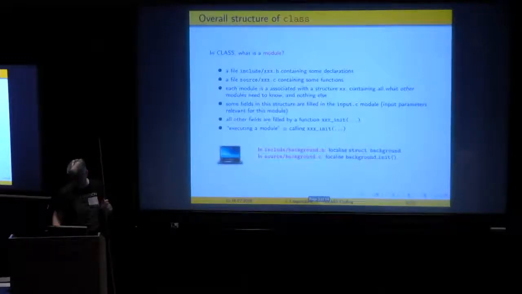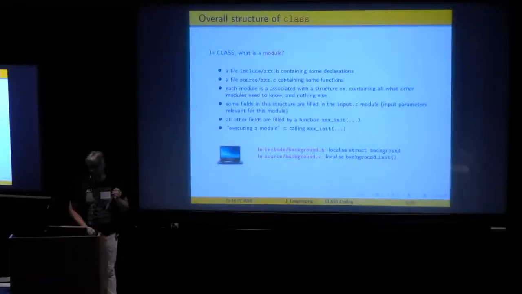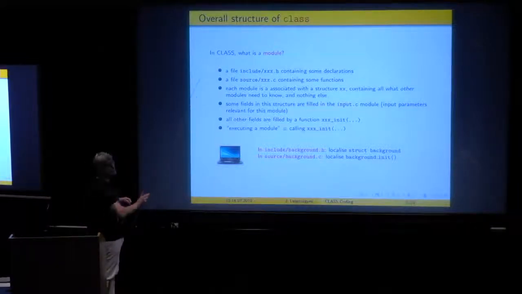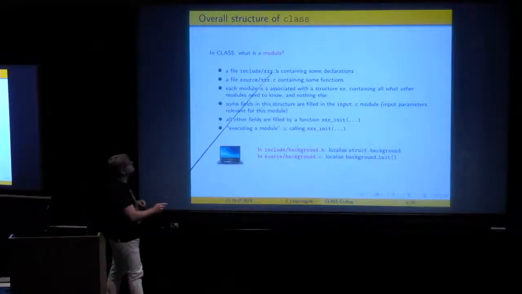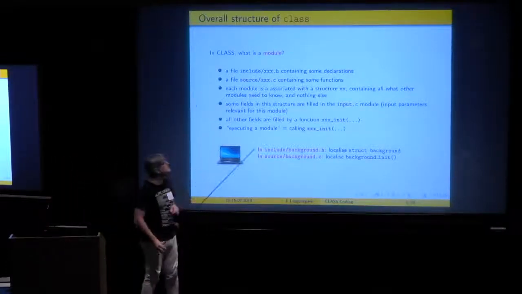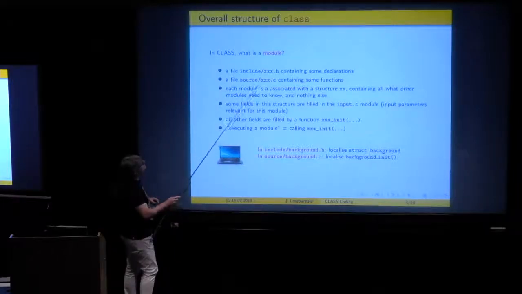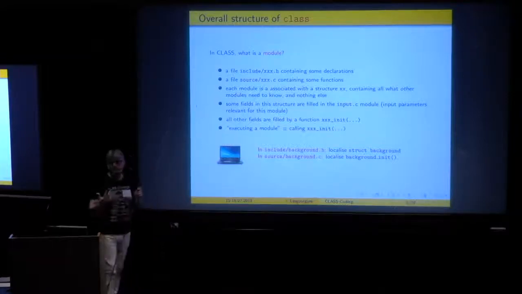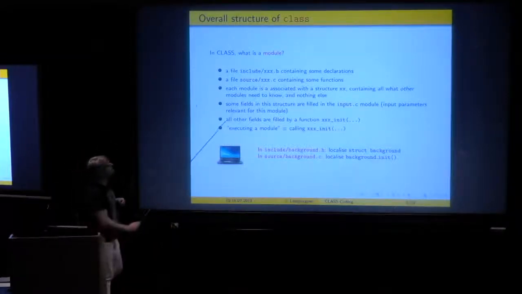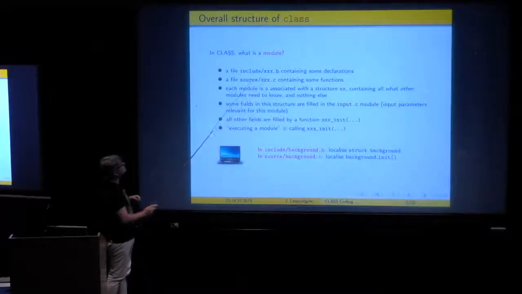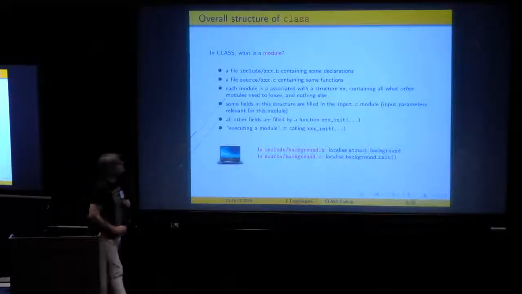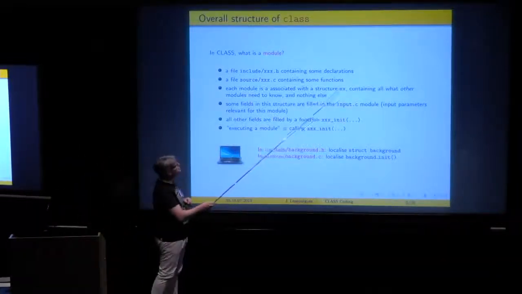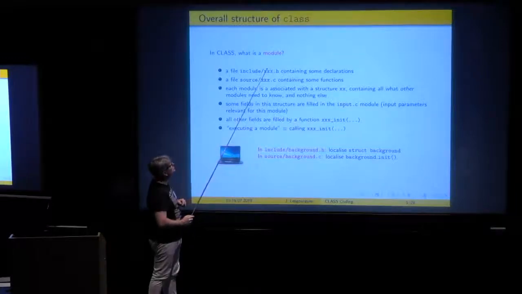Okay, so we start with the overall structure of class, and I should say first, what is a module in class? So a module is first an include file .h that contains declarations and code file source .c containing all the functions. So you will always have the same name, of course, for the .h, for the .c, and for several other things. So each module is associated with one structure. Usually the structure has the same name as the module itself.